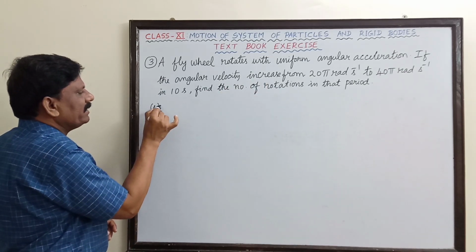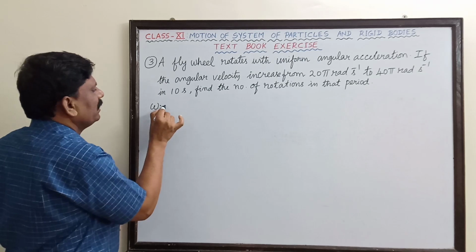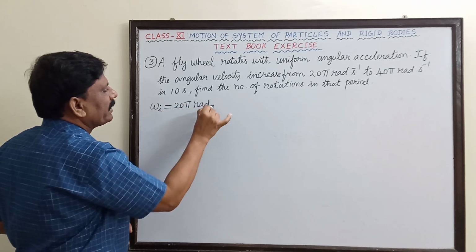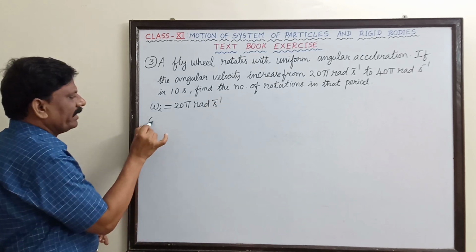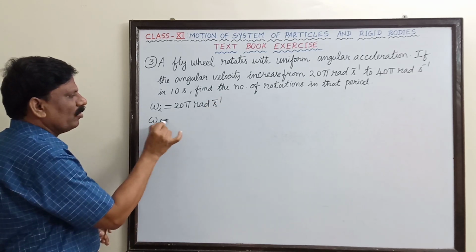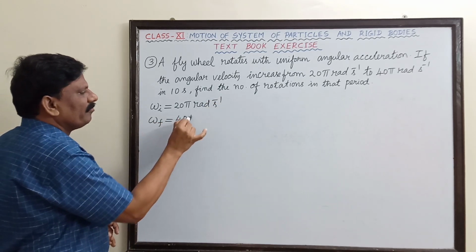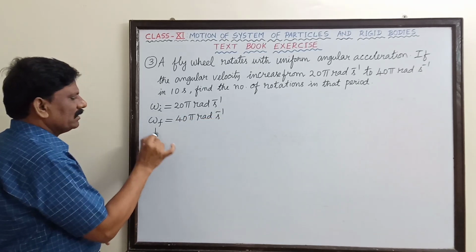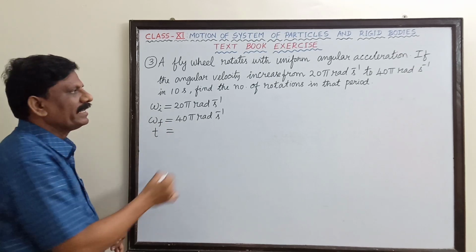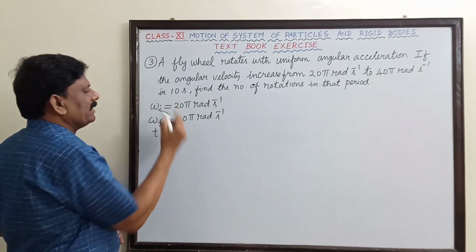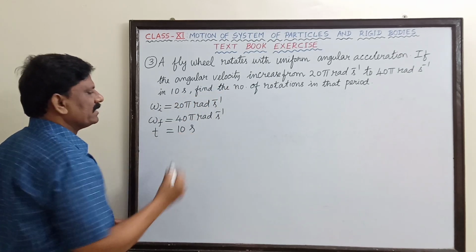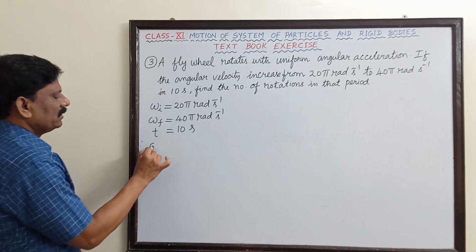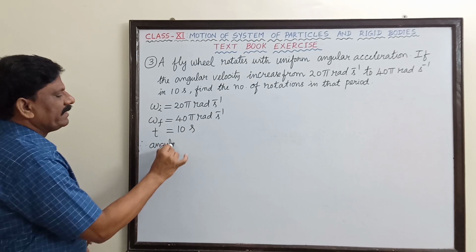Angular velocity's initial value omega i is equal to 20 pi radian per second, and the final value of angular velocity omega f is equal to 40 pi radian per second. This change in the angular velocity takes place in a time equal to 10 seconds. Okay. Therefore, its angular acceleration.